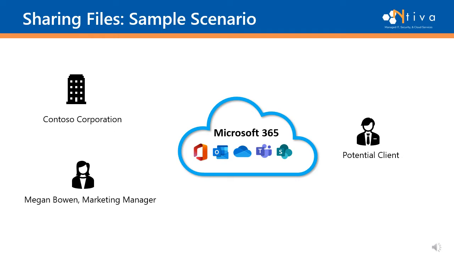We're now going to take a look at a few sample work scenarios using a fictitious company called Contoso Corporation. Megan Bowen is a marketing manager with Contoso, and she has a brand new document that she needs to share with a potential client. However, she doesn't want them to be able to print it, download it, or copy the file. She does want the experience for the recipient to be as simple as possible, but she also needs to protect her company data. Let's see what Megan can do with Microsoft 365 to make this happen.